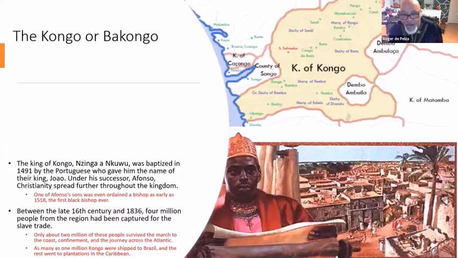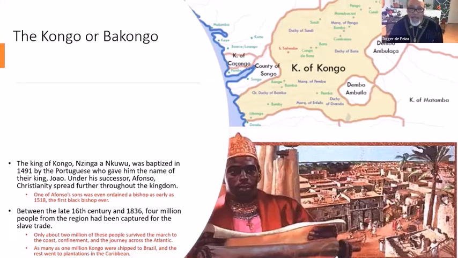when the slave trade really started kicking in. He wrote to the Portuguese king, his counterpart, about it. And the response was, well, we will send a viceroy to see what is going on, and so on and so forth, which they did, but it didn't really stop anything. So between the 16th century and 1836, 4 million people were taken from the Congo, right?